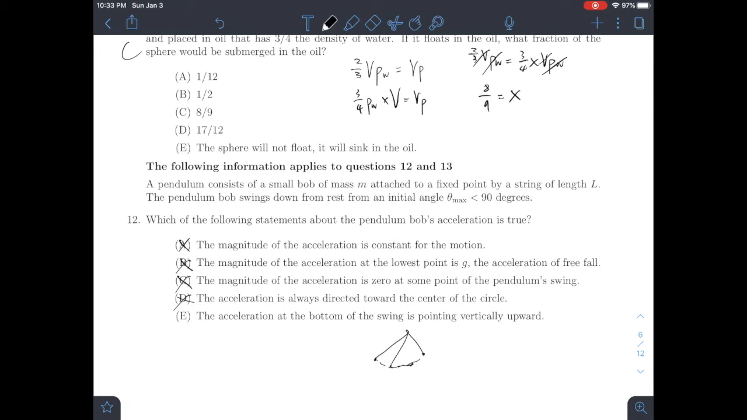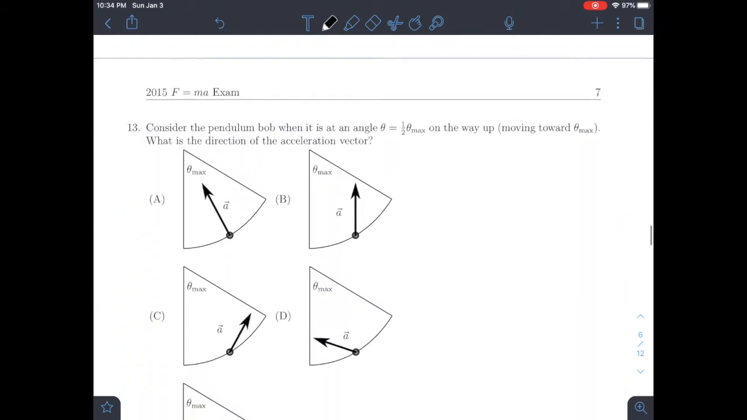D. The acceleration is always directly toward the center of the circle. That's also not true because there are two different forces acting on the object that point in different directions, which cause an acceleration that's not toward the center of the circle. One of them is, but the force of gravity is not. And when we look at E, the acceleration at the bottom of the swing is pointing vertically upward. That is true, because the pendulum has to have a centripetal force that's bigger than the gravitational force, otherwise the string will break right at the bottom.